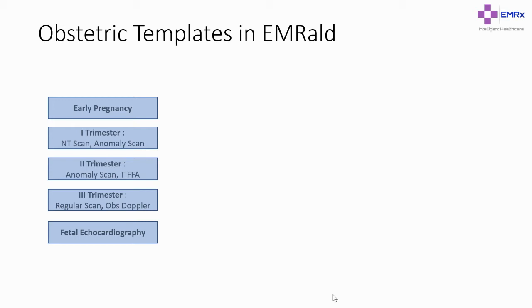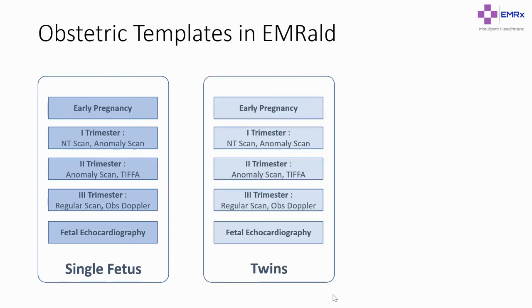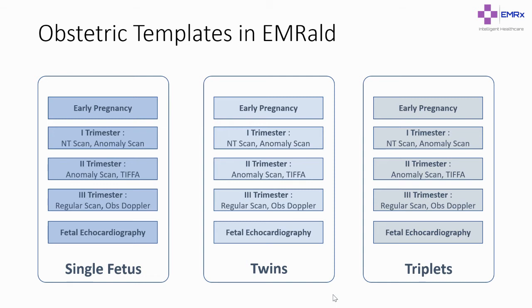So these are the templates that are available in Emerald for the obstetric scans, and they cover the single fetus case, but also the twins and triplets. So this gives you the overview of the different templates we have for obstetric scans and fetal scans in Emerald. Now let's go into what features are supported in these templates.